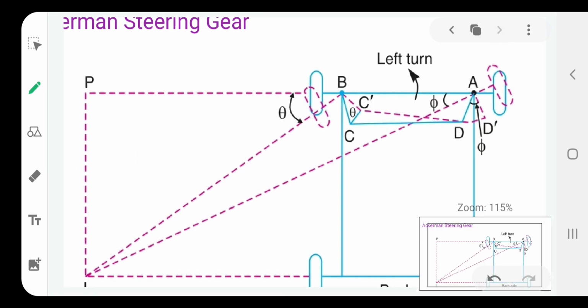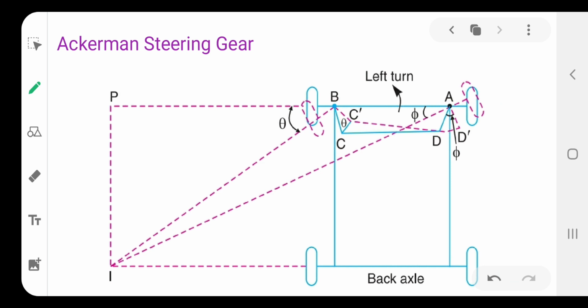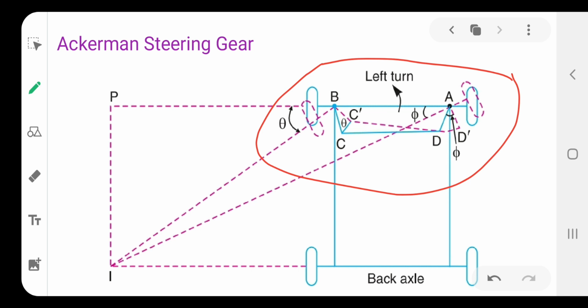Another one is the Ackermann steering gear mechanism. Look at this figure. In the Davis steering gear mechanism, all the arrangements are above the front axle, and in the Ackermann steering gear mechanism, they are below the front axle. That is a bell crank lever, below the front axle. The Ackermann steering gear mechanism is much simpler than the Davis gear.